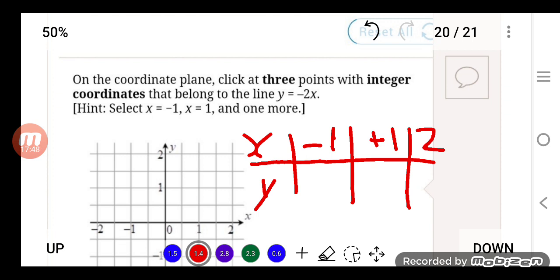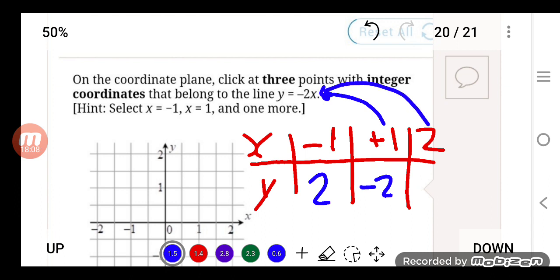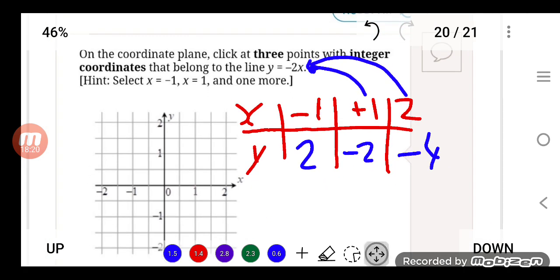So when you plug -1 in x in the equation, -2 times -1, you get 2. And if you plug 1 in the x here also, -2 times 1, you get -2. And if you plug 2 in the equation here, -2 times 2, you get -4. So these are the coordinates, -1, 2, 1, -2, and 2, -4.